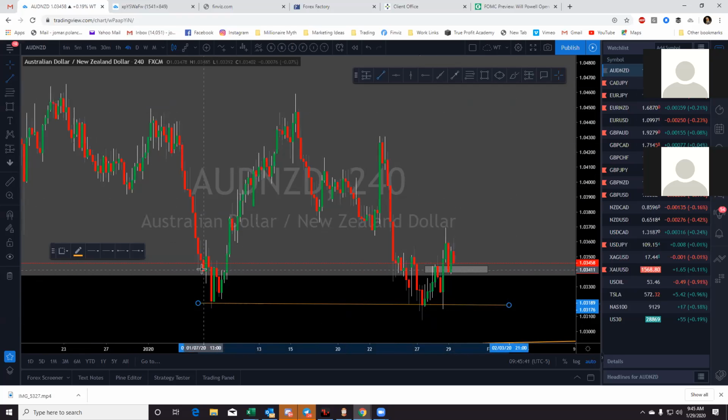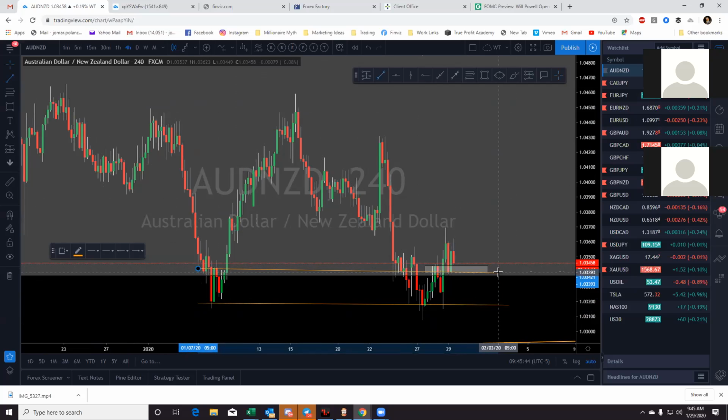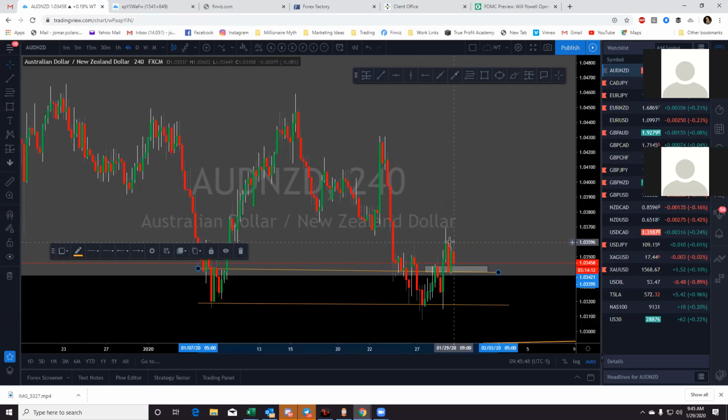If you bought right here, then you're still a little bit good, as an example. But if you bought up here, then you're experiencing some drawdown. And why is that? Why would you experience drawdown? Because you're buying at what? At resistance. You're buying at resistance up here, yeah.